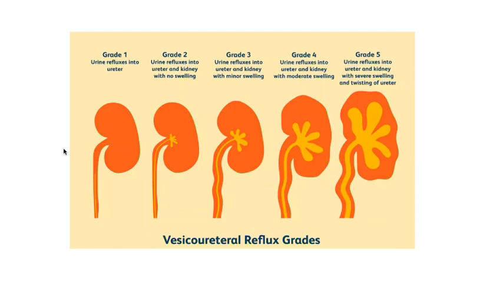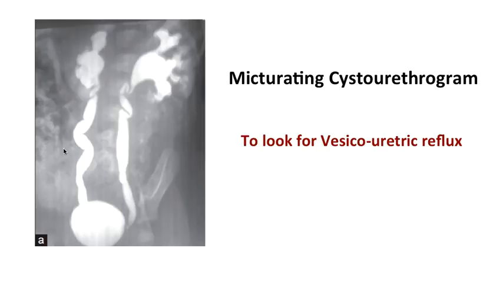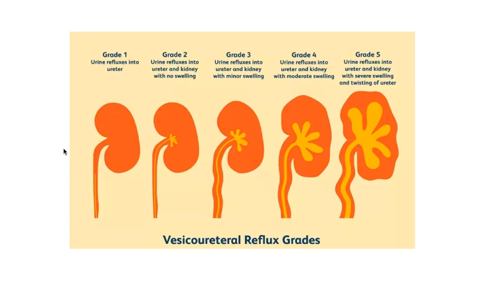So these gradings may even be asked as shown in this image. So this is grade 4 or grade 5, right? On the left and on the right, the ureter has become tortuous. So on the right side it is grade 5, and on the left side it is almost grade 4, right? So this is also a micturating cystourethrogram but showing a different finding.